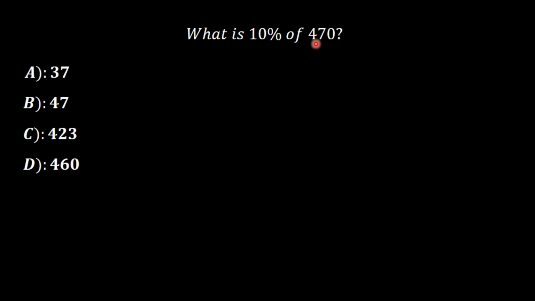So in order to solve this question, first we should make the expression for this word problem. This word problem can be written in equation form as 470 into 10%, because this 470 will multiply with this 10% value, and as we know, this 10% value can be written as 10 over 100.